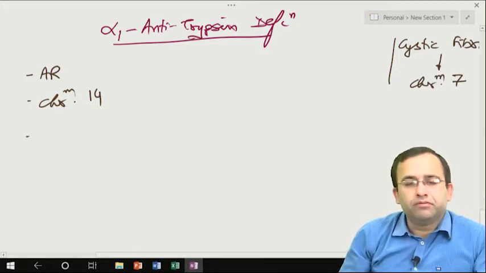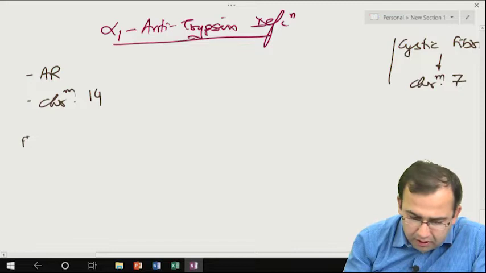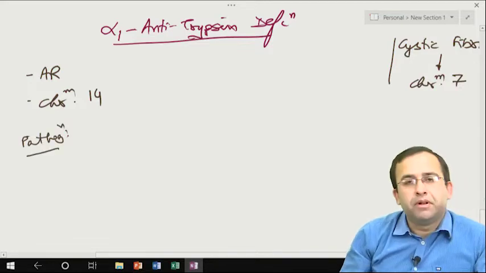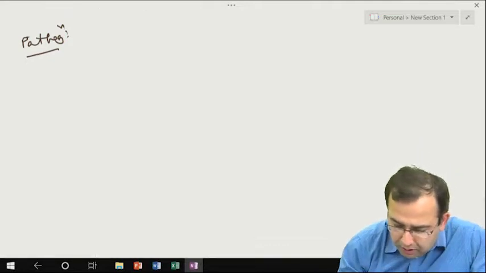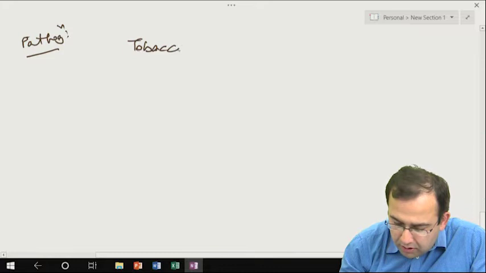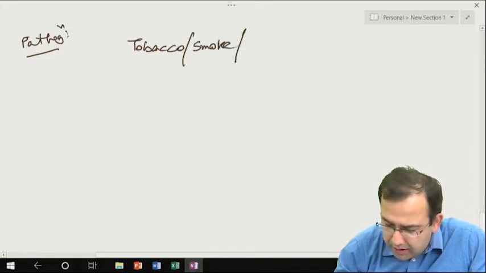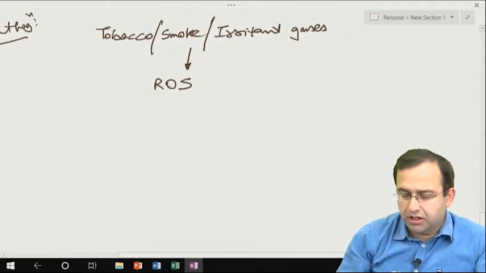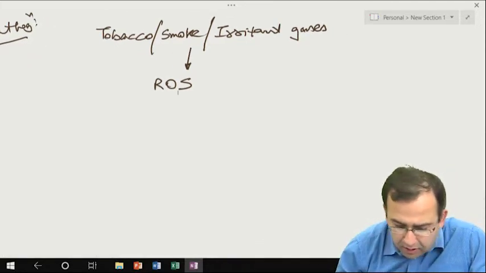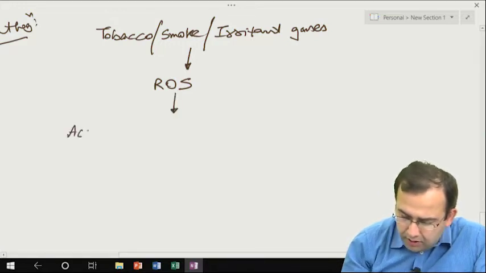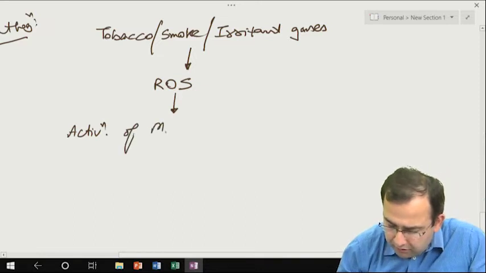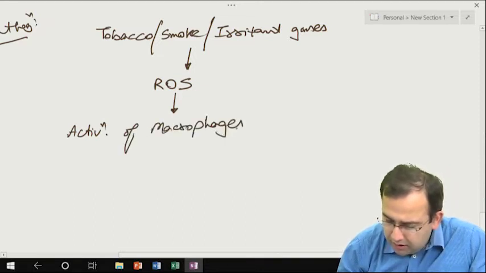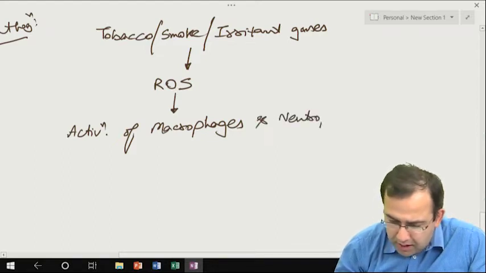Next point, alpha 1 antitrypsin. Let us start with the pathogenesis. Tobacco smoke or irritant gases lead to the formation of reactive oxygen species or free radicals, which in turn leads to activation of macrophages and neutrophils.